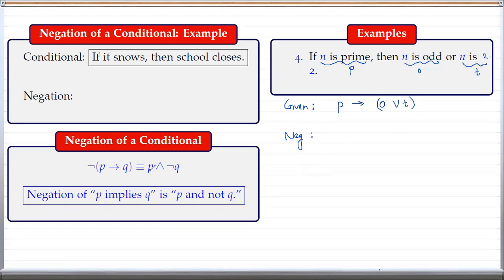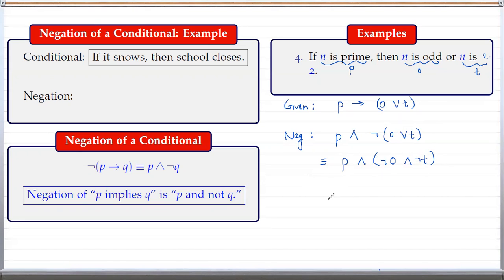To negate this, we have P and not Q. Our Q is this whole thing, O or T. Then it will look like P and not (O or T), because Q in our case is O or T. Now I can apply De Morgan's law over here and write that as P and not O and not T. This thing. So if I want to distribute not, then the or will flip and become and.